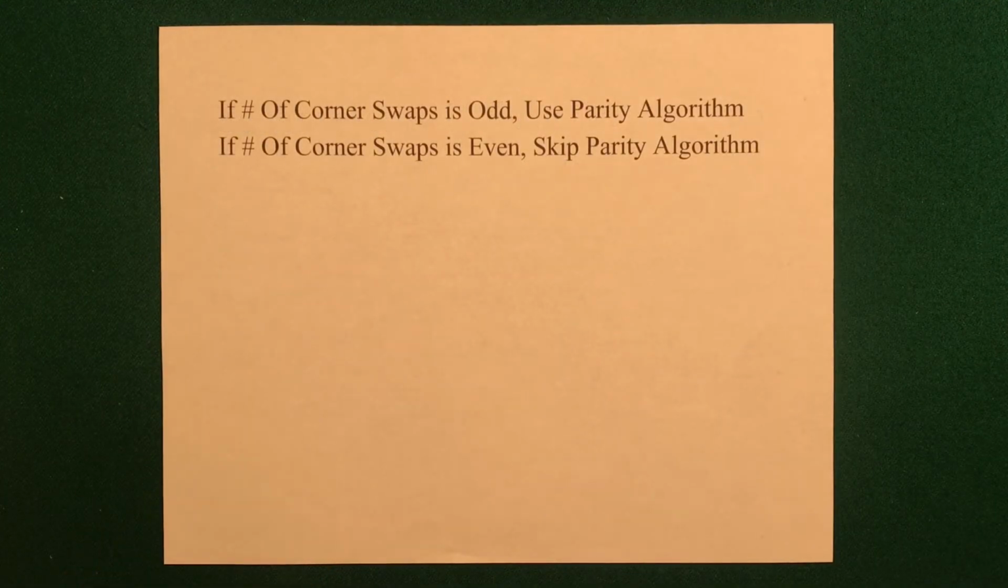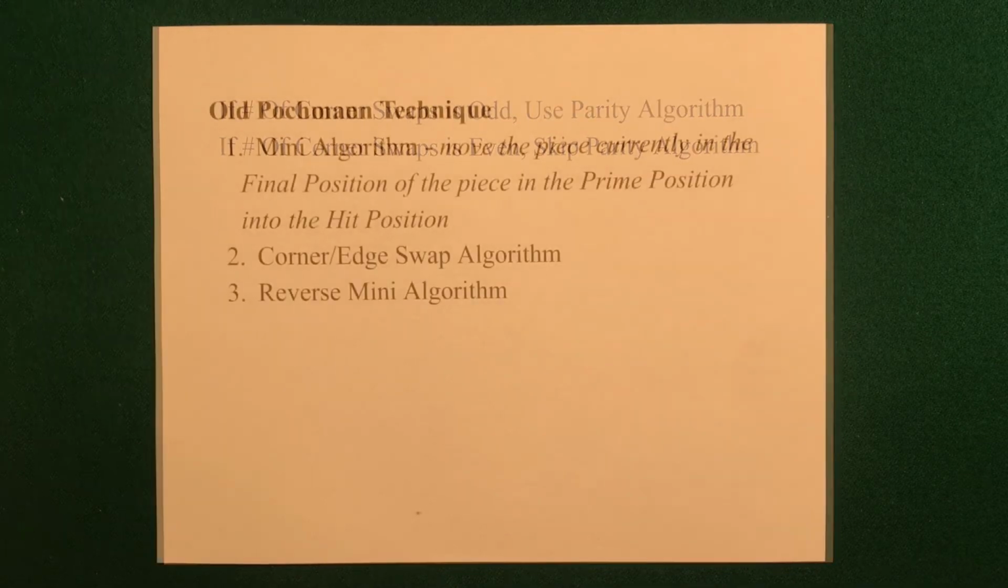At this point during the solve, you will either use the parity swap algorithm once or skip it. If the number of corner swaps you have performed thus far is even, you will not use the parity swap algorithm. If the number of corner swaps you have performed thus far is odd, you will perform the parity swap algorithm. Therefore, during the preparation of the solve, you must keep close track of how many corner swap algorithms you have performed in order to determine if the parity swap algorithm is necessary.